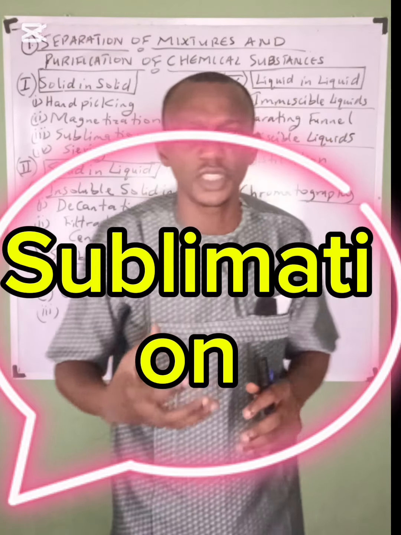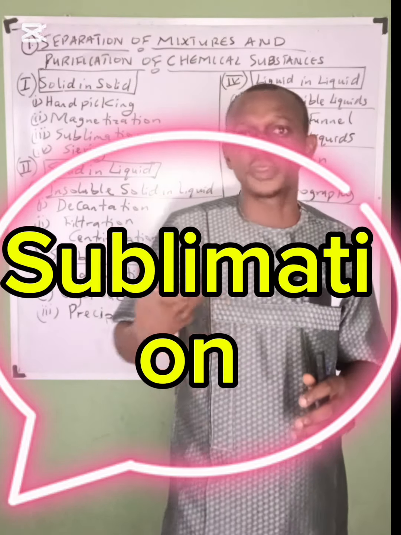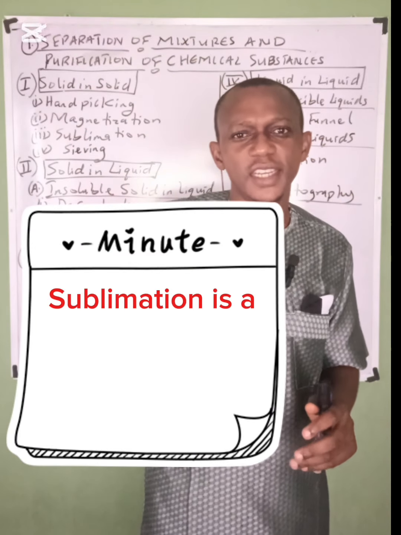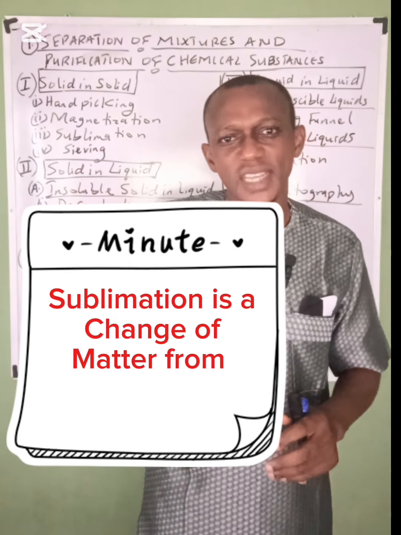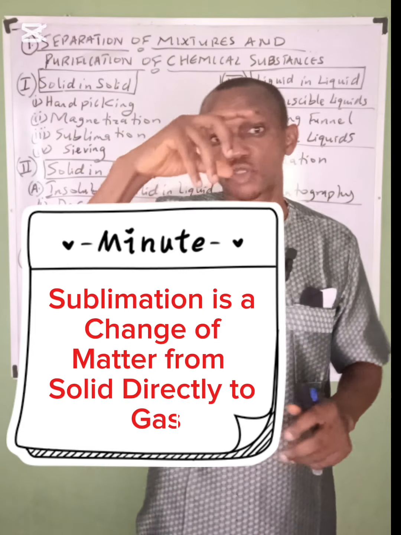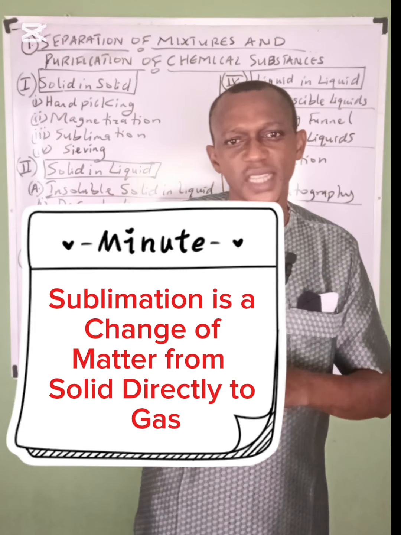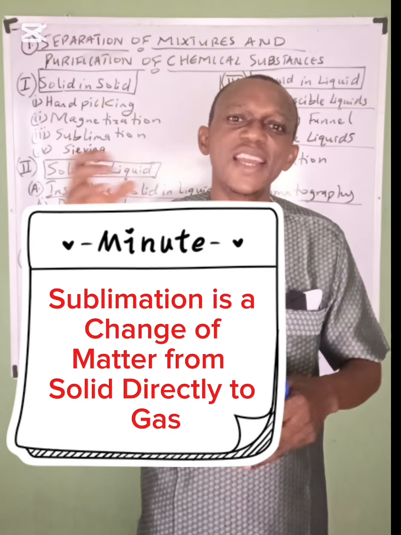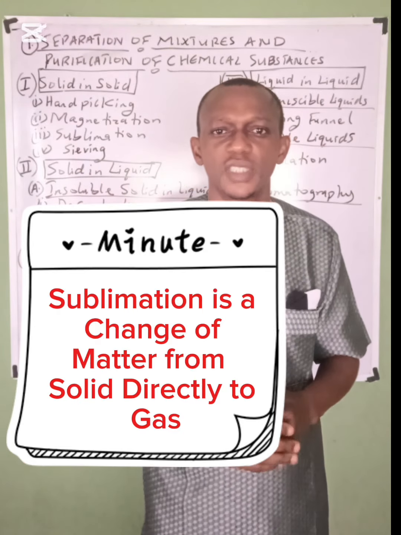Now, sublimation. How can we go about sublimation? The sublimation method comes from the name. When something sublimes, what does that mean? Sublimation is when matter translates from solid directly to gas, instead of going from solid to liquid to gas. So the solid comes directly to gas. That's sublimation. It has skipped a stage.